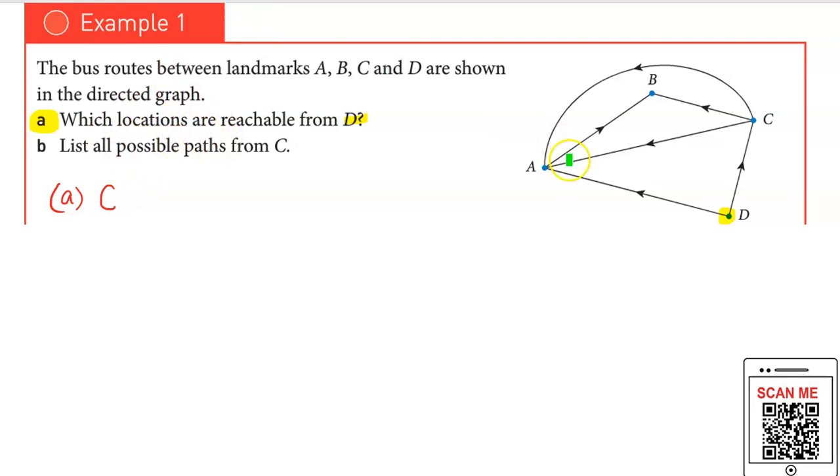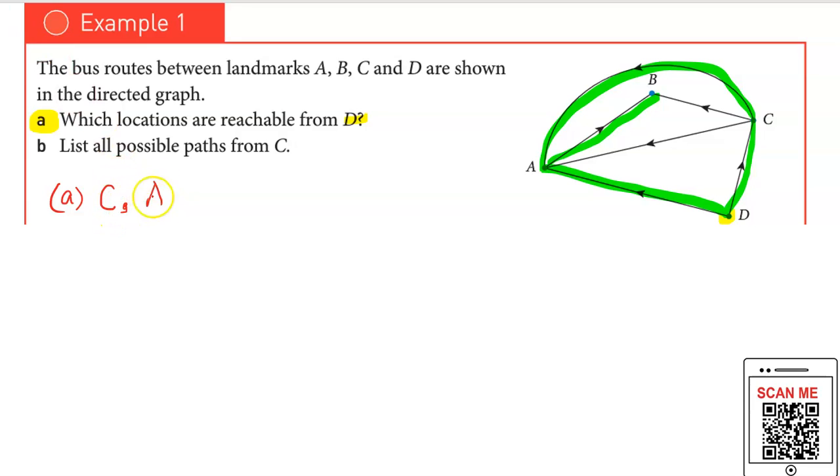Let me highlight for you. From D, I can go to C. From D, I also can go to A. And from D, I can go to B as well by using a two-stage pathway. I can go to C, and indirectly I can go to A as well. So actually, from D you can go to C, A, and B. Actually, every vertex you can also go to, depending on how many stages it takes.